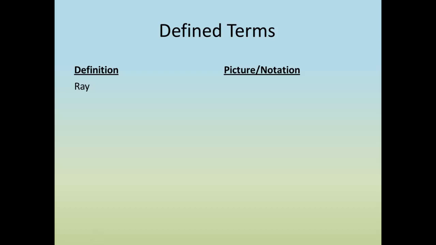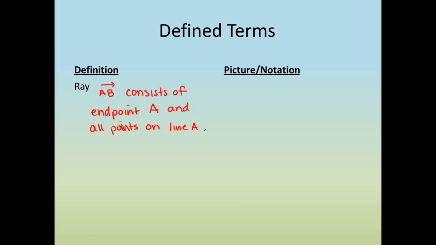Our next vocabulary word is ray. Again, I'm going to start with a little definition and we'll work through it. So if I were to say ray AB consists of endpoint A and all points on line AB on the same side of A as B.